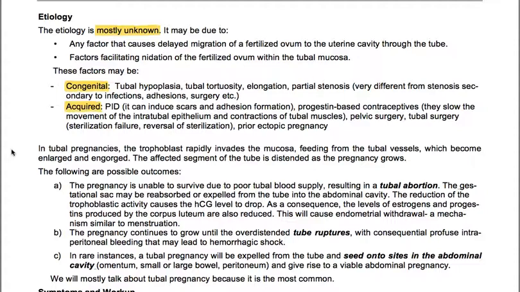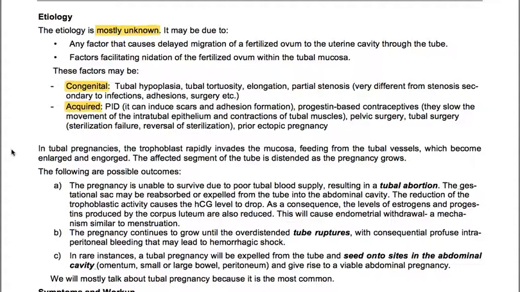It can also be acquired in case of pelvic inflammatory disease, progestin-based contraceptives, pelvic surgery, tubal surgery, or prior ectopic pregnancy. So the acquired ones are PID, which can induce scars and adhesion formation, progestin-based contraceptives, pelvic surgery, and tubal surgery, in case of sterilization failure, reversal of sterilization, or prior ectopic pregnancy.